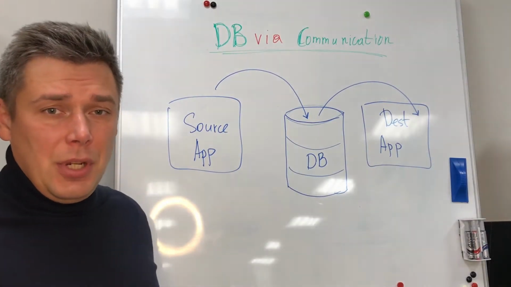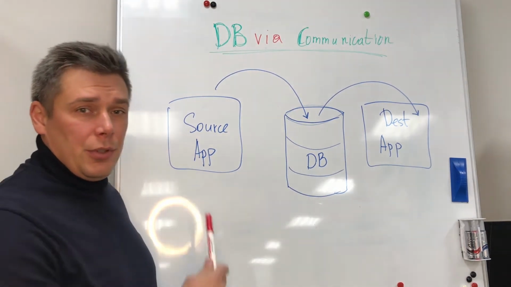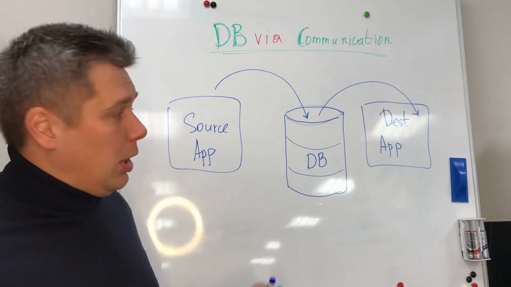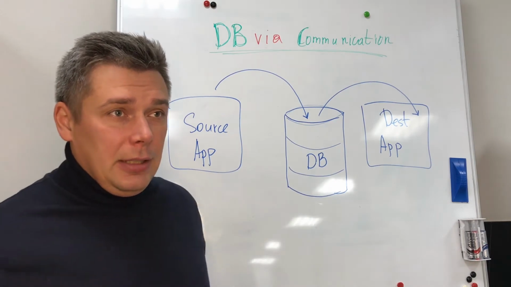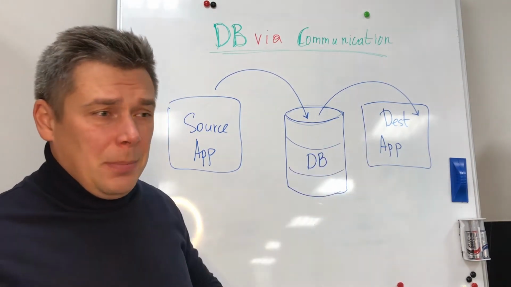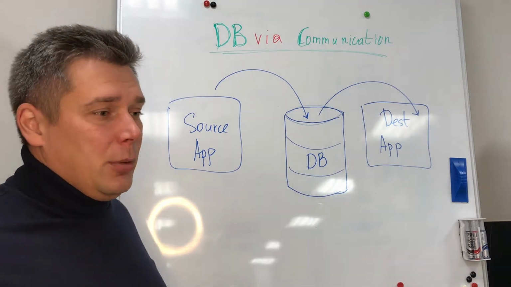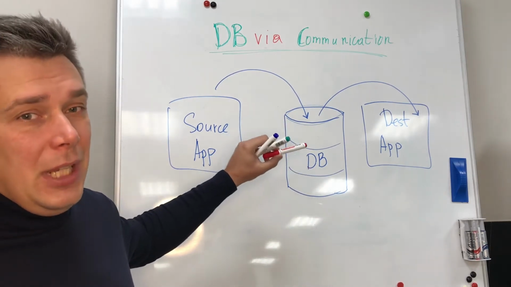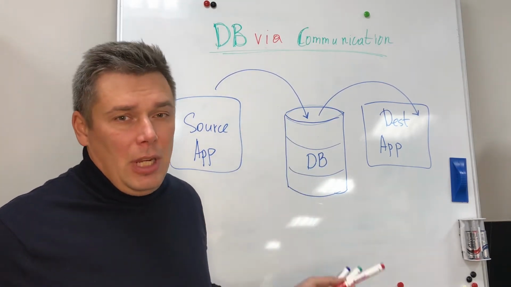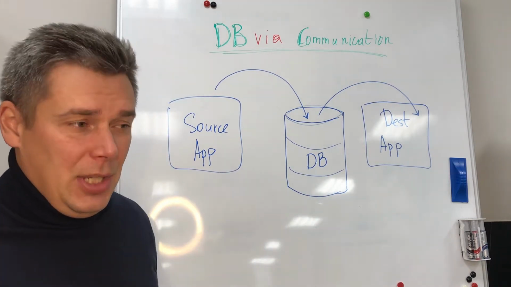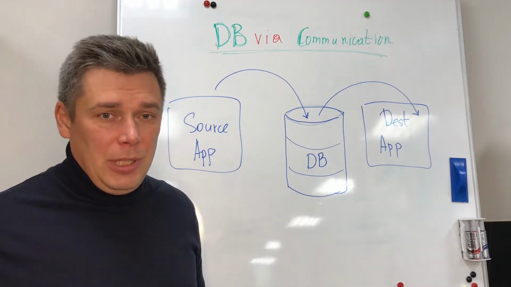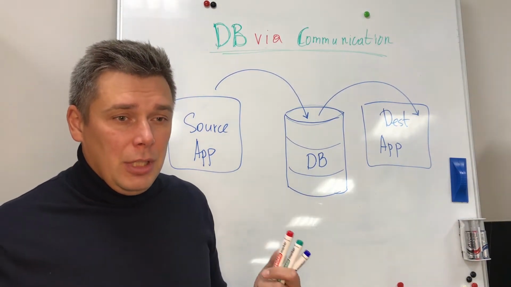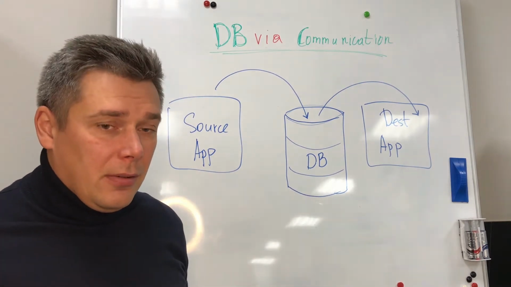As I already said, imagine that we have a source application which inserts some data into our database, and we have another application, or even a list of applications, and we have to notify these applications about new rows and new data in the database. I think you've already had the same situation when you designed your application, so let's think about which classical ways we have.